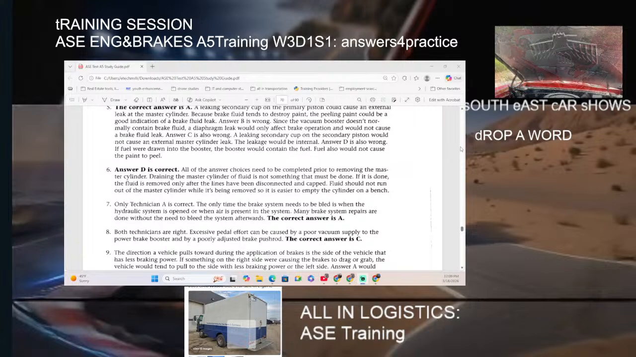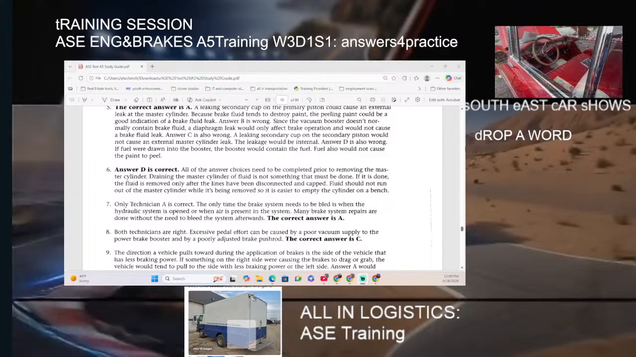Answer C is also wrong. A leaking secondary cup on the secondary piston would not cause an external master cylinder leak. The leakage would be internal. Answer D is also wrong. If fuel were drawn into the booster, the booster would contain the fuel. Fuel also would not cause the paint to peel.